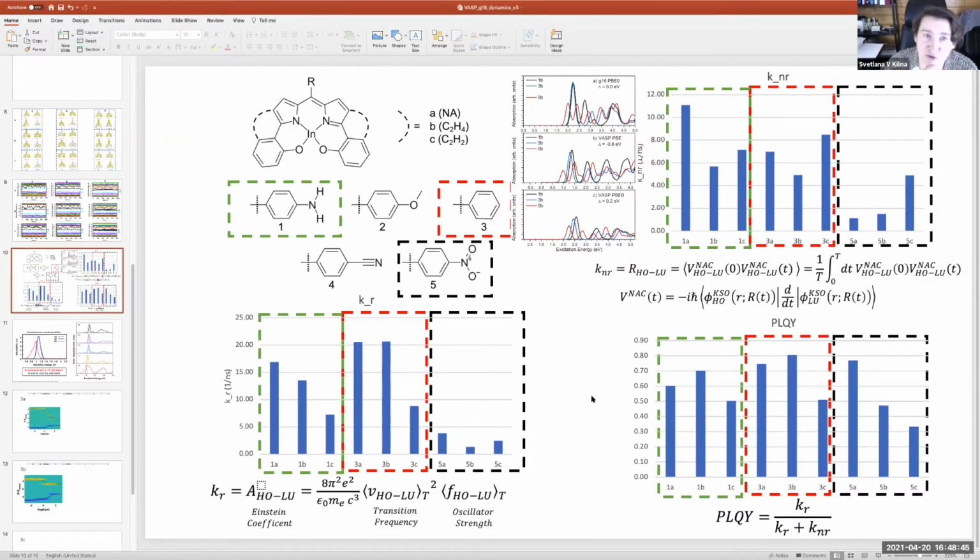Yes. Did you see the same trend, that you have more localization? So S1, when you run TD-DFT, is a HOMO-LUMO transition. There's no hybridization. Yes, but my question is where your orbitals are localized. It's delocalized for 1 and 3, and then it's localized for 5.